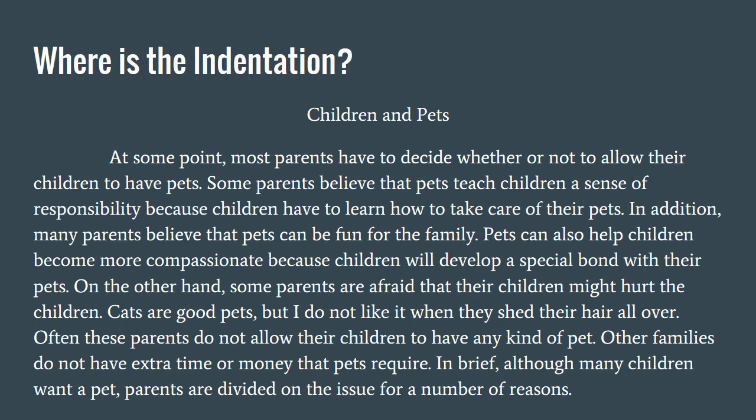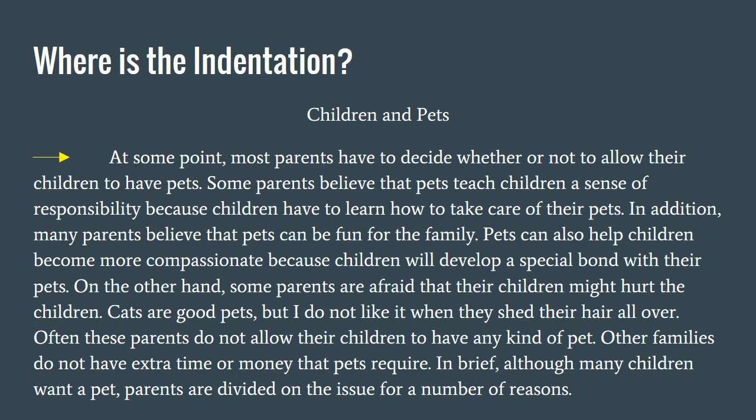Where is the indentation? So we need to know that every paragraph needs to be indented. But what does that mean? And where is it? Well, let's see on the next slide. If you already know where the indentation is, well then congratulations. It's right where this yellow arrow is. So this space before the first word is called an indentation. And it's a signal to your reader that a new idea is beginning.